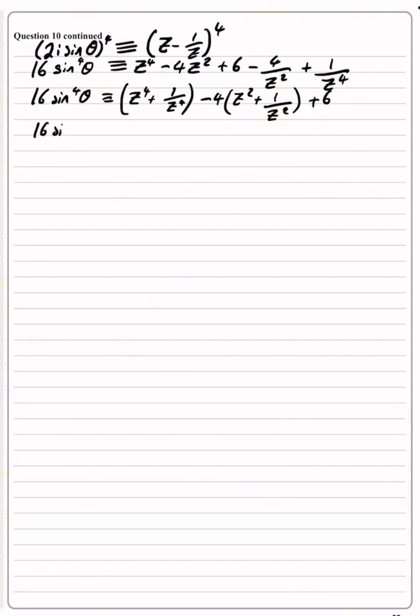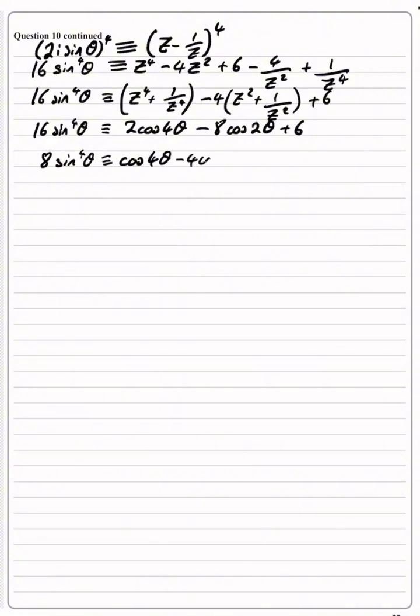The reason I've paired them up like that is we are given that z to the n plus 1 over z to the n is equal to 2 cos n theta. So z to the 4 plus 1 over z to the 4 is the same as 2 cos 4 theta. z squared plus 1 over z squared is 2 cos 2 theta. And then if we divide everything by 2, we get the equation that was in the question.